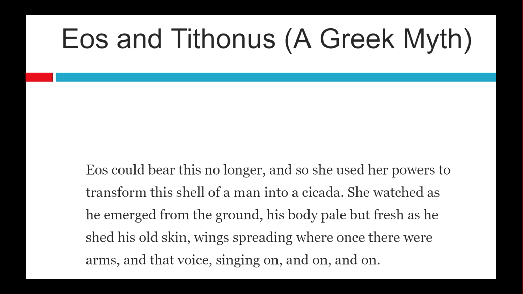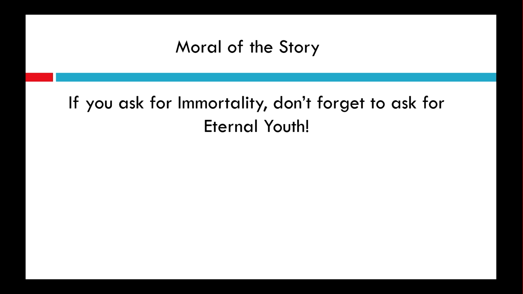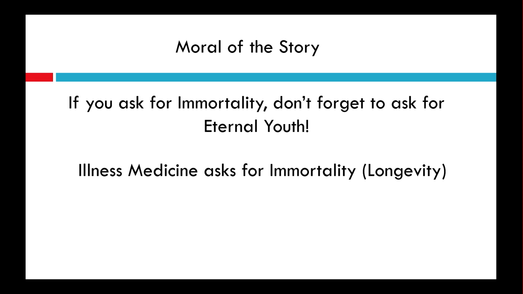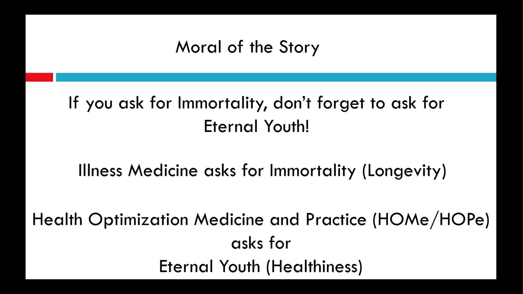Eos could bear this no longer, and so she used her powers to transform the shell of the man into a cicada. She watched as he emerged from the ground, his body pale but fresh, as he shed his old skin, wings spreading where once there were arms, and that voice singing on and on. And what was he singing? I want to die, I want to die, I want to die. So the moral of the story: if you ask for immortality, don't forget to ask for eternal youth. Illness medicine asks for immortality or longevity. Health optimization medicine and practice asks for eternal youth, or healthiness.